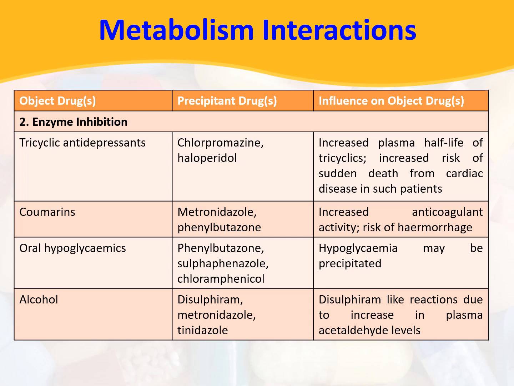And similarly, whenever metronidazole and phenylbutazone are taken along with coumarins, due to enzyme inhibition, increased anticoagulant activity of coumarins takes place and this results in the risk of hemorrhage. Next, oral hypoglycemic drugs. Whenever oral hypoglycemic drugs are taken along with phenylbutazone, sulfaphenazole and chloramphenicol, hypoglycemia may be precipitated due to enhanced action of oral hypoglycemics.